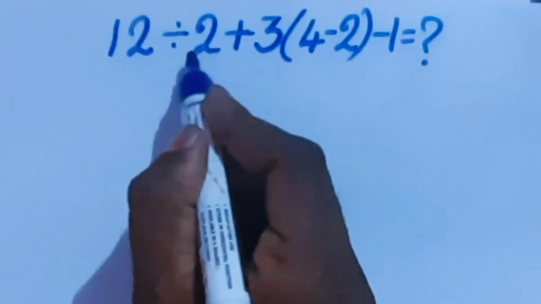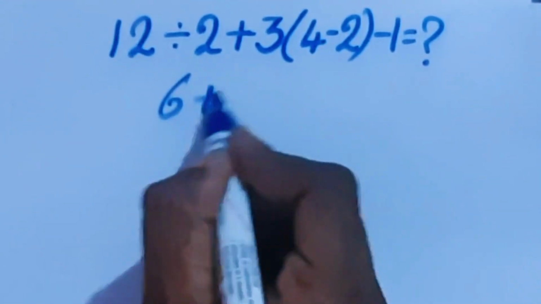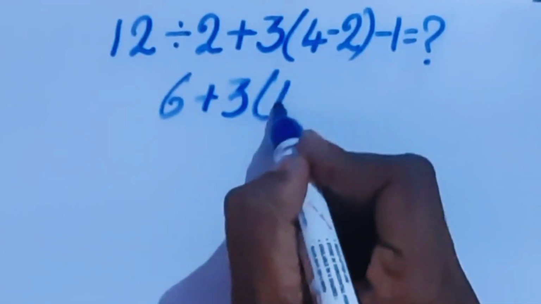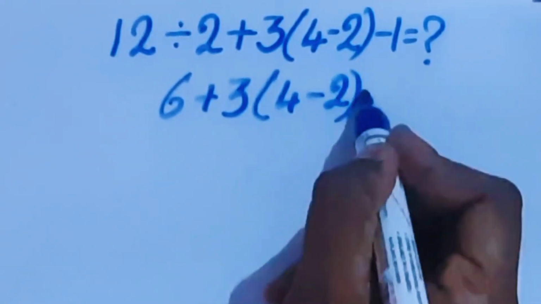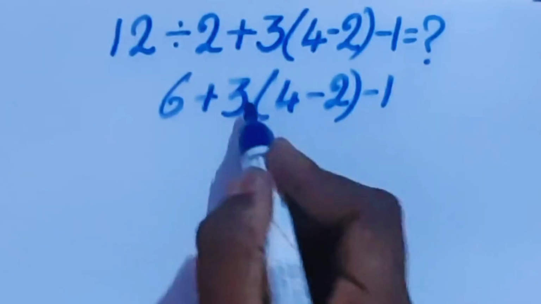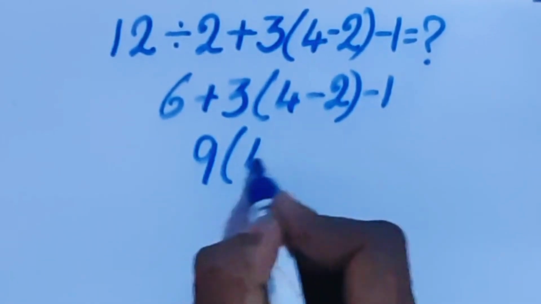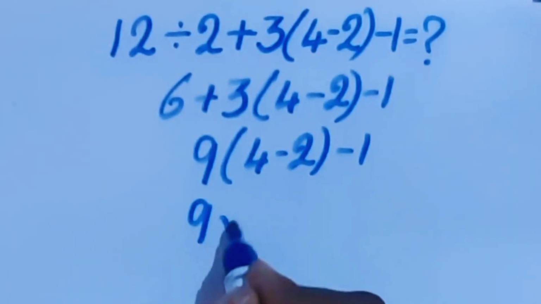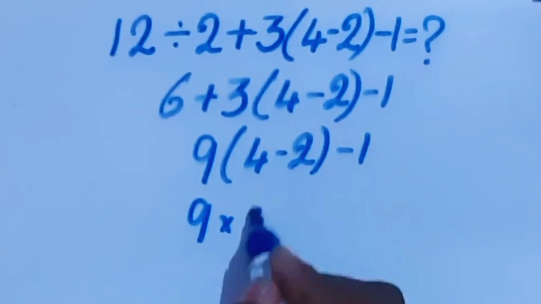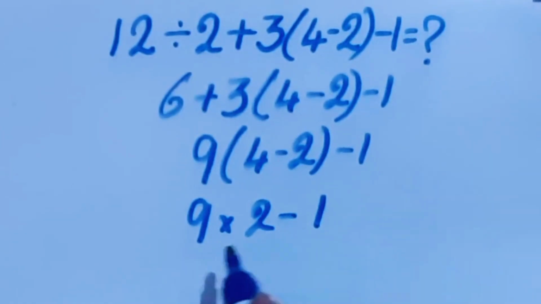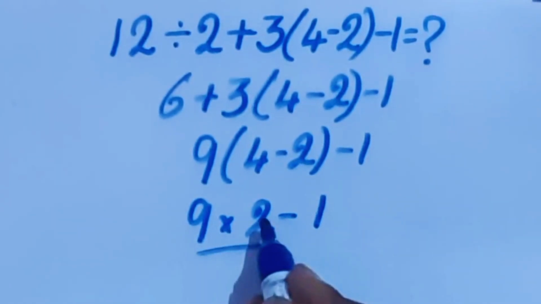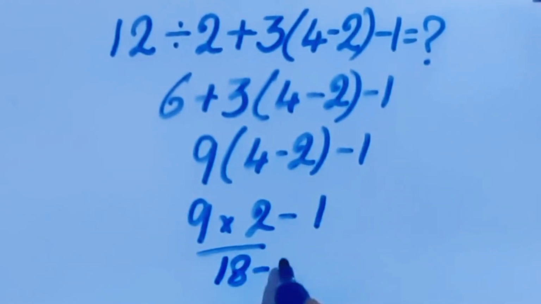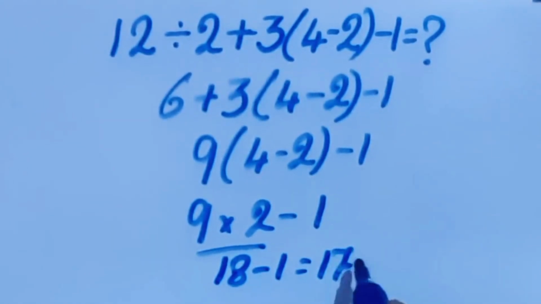Hi guys, here 12 divided by 2 is 6 plus 3 times 4 minus 2 minus 1. Here 6 plus 3 is 9 times 4 minus 2 minus 1. Here 9 times 4 minus 2 is 2 minus this 1. Now here this is 9 times 2 is 18 minus 1 is 17, which is the wrong answer. As per the order of operations, this 17 is the wrong answer.